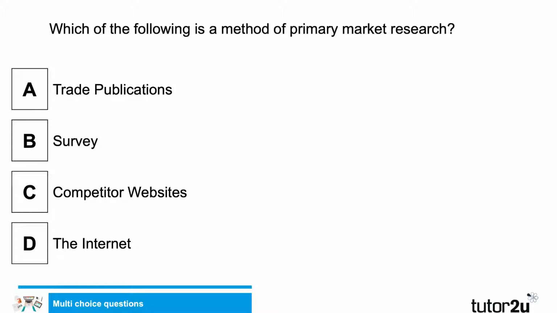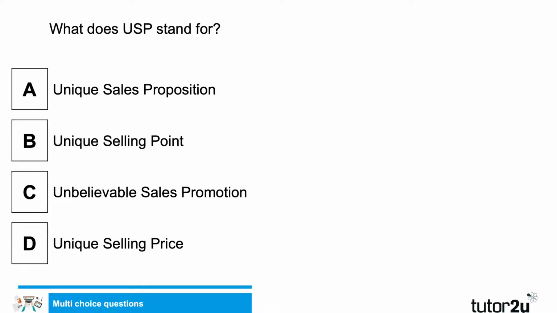Good stuff, guys. Lots of answers coming in. Seems to be a lot of agreement. Primary market research is done firsthand. The answer, as I think everyone has given in the chat window, is B, survey. Trade publications, competitor websites, and the internet are all examples of secondary market research that already exists. Let's go to question 2.